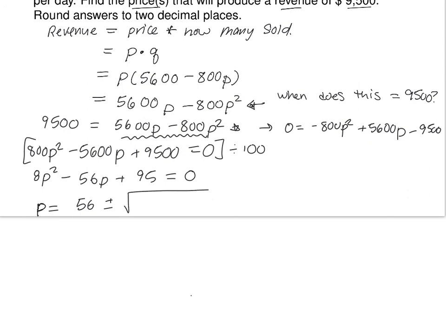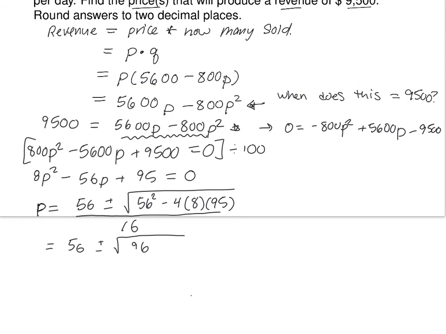So plus or minus square root. So what comes next? B squared. So can I just say 56 squared? Yes. Minus 4 times 8 times 95, all over 16. Great. Okay, somebody with a calculator, could you please work out the stuff under the square root sign? 3136 minus 3040. What does that work out to be once you subtract them? 96. Did you guys get that too? Okay, over 16.